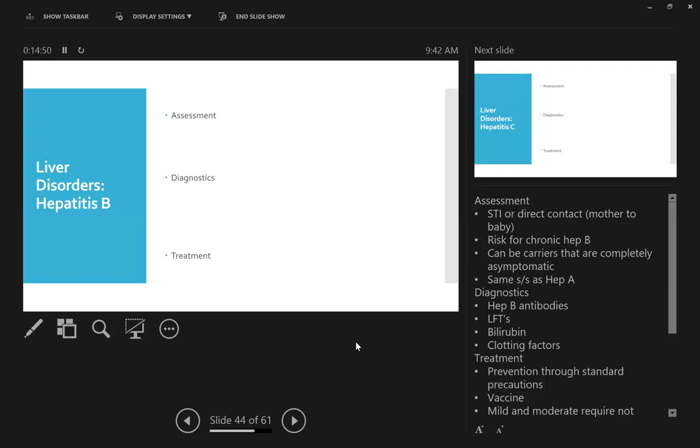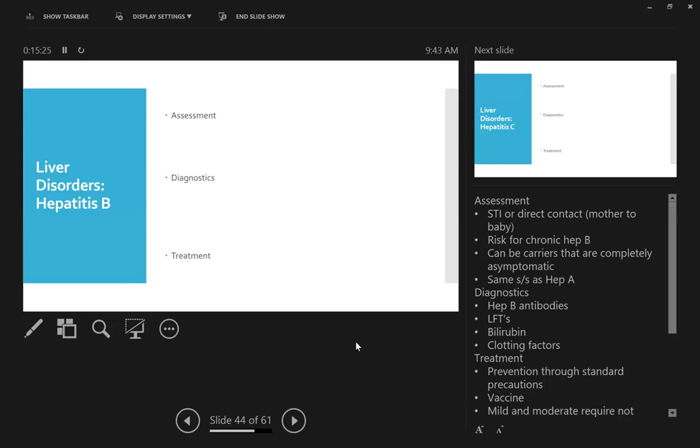We look at the same signs and symptoms that are found in hepatitis A. For diagnostics, we look for hepatitis B antibodies. Then, of course, LFTs, we've got to monitor liver function, bilirubin, and then clotting factors as well. Treatment, there's a vaccine for hepatitis B, so it is very much recommended that people get that vaccination. It can be prevented through standard precautions. So if it's wet and not yours, that's right, you don't touch it without gloves on. And then good hand hygiene, right? Just in case.